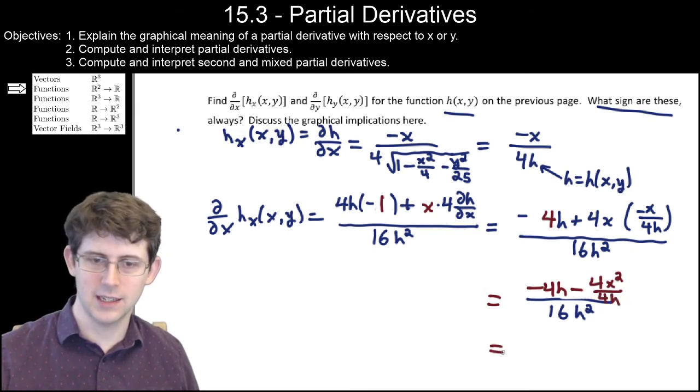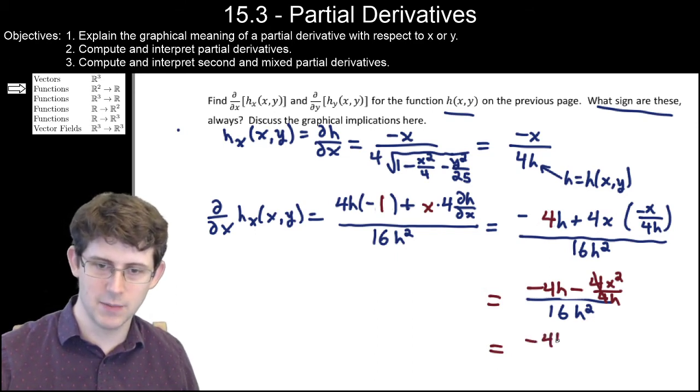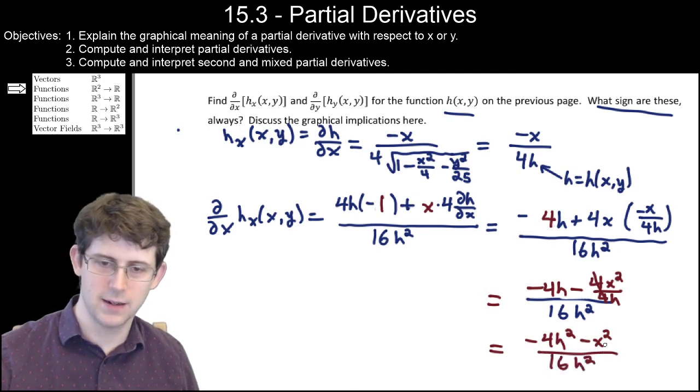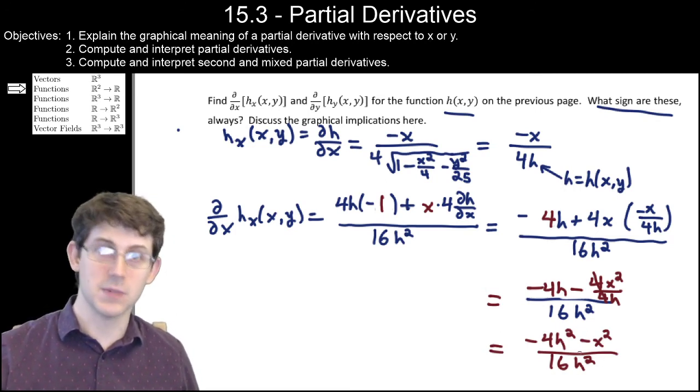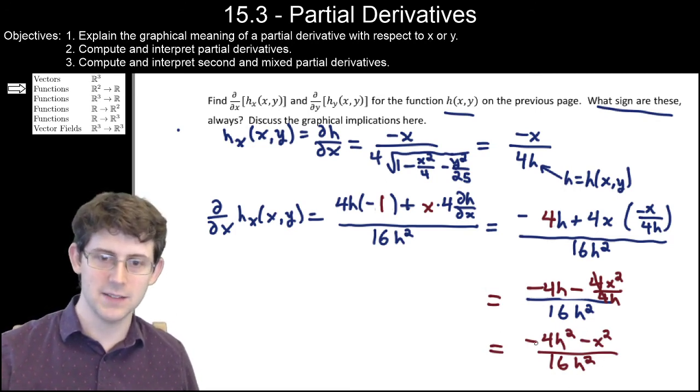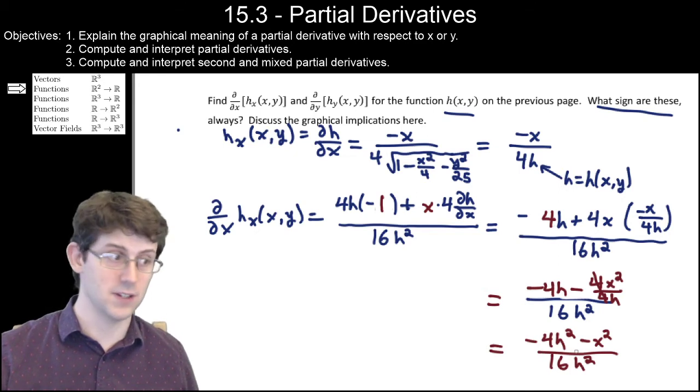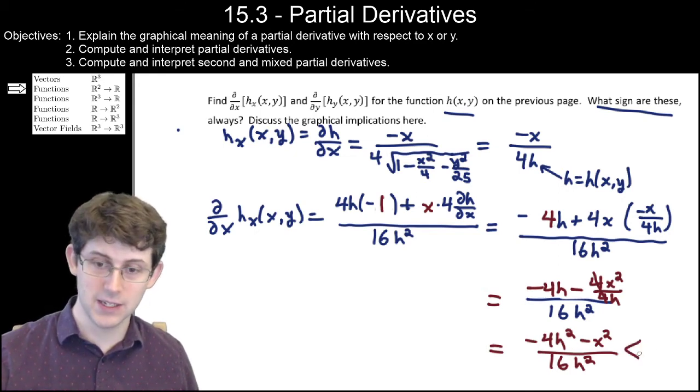I can again clear all the h's by multiplying the numerator and denominator by h, and I get minus 4h squared minus x squared all over 16h squared. Now every variable is squared, so all the terms are positive. So the denominator is positive, the numerator has a bunch of positive terms with minus signs in front of them, so this is negative.